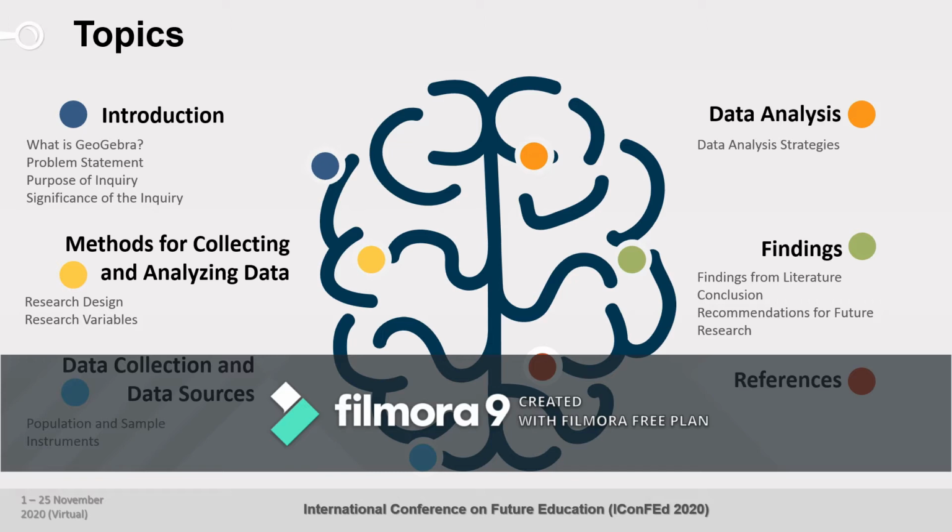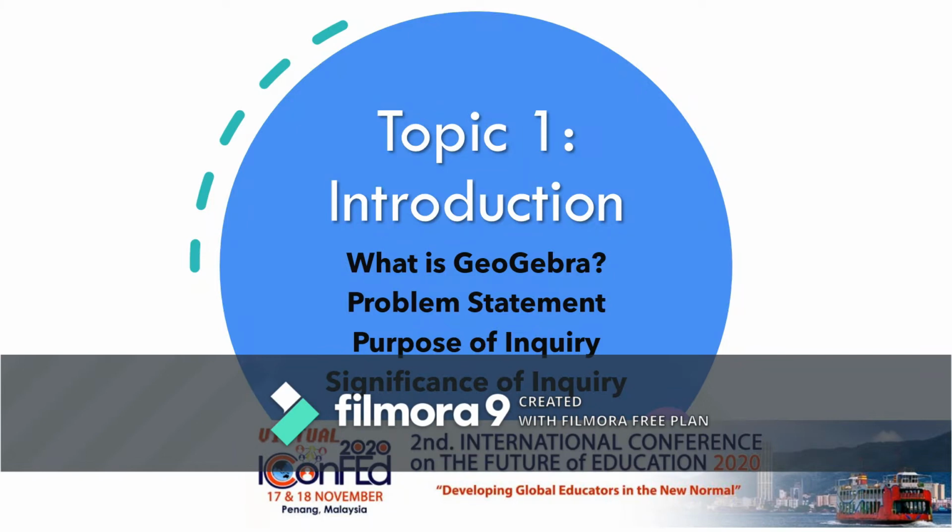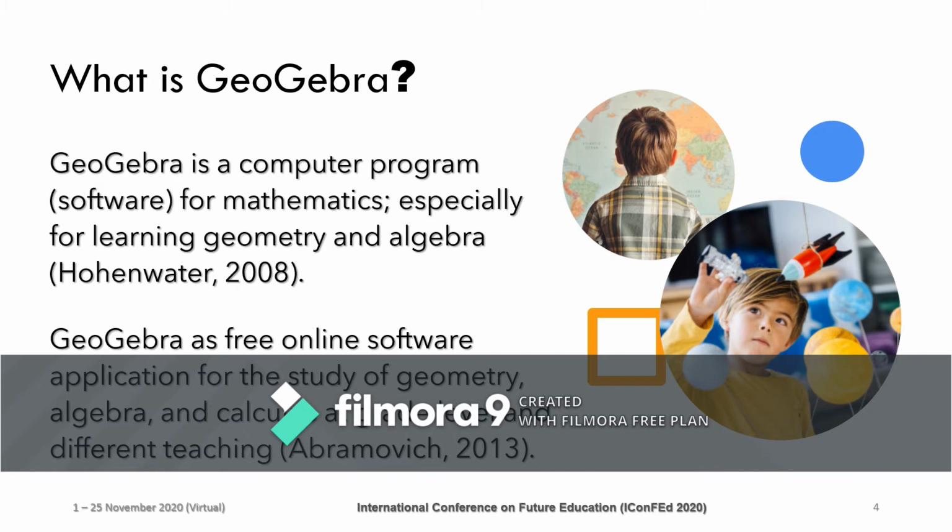For the first topic, there are 4 subtopics, which are what is GeoGebra, problem statement, purpose of inquiry, and significance of inquiry. So what is GeoGebra? GeoGebra is a computer program or software for mathematics, especially for learning geometry and algebra. GeoGebra is also a free online software application for the study of geometry, algebra, and calculus at grade level and different teaching.